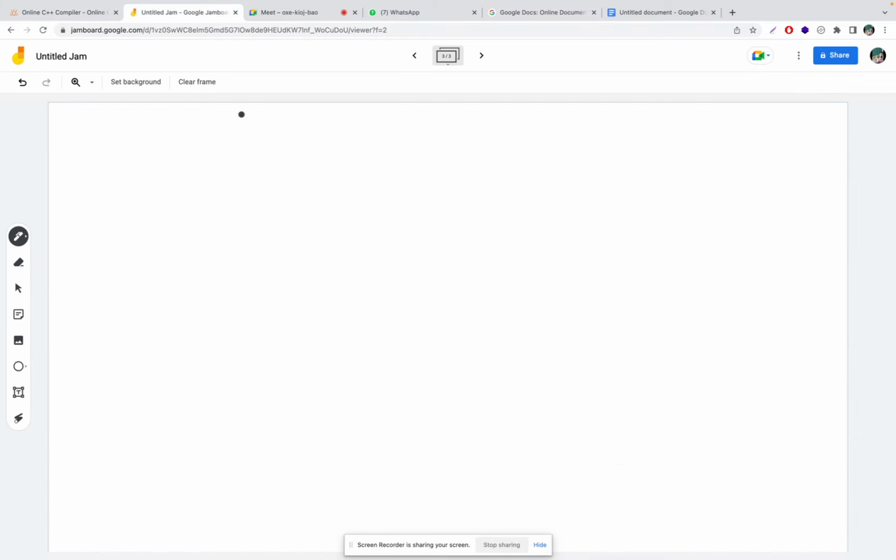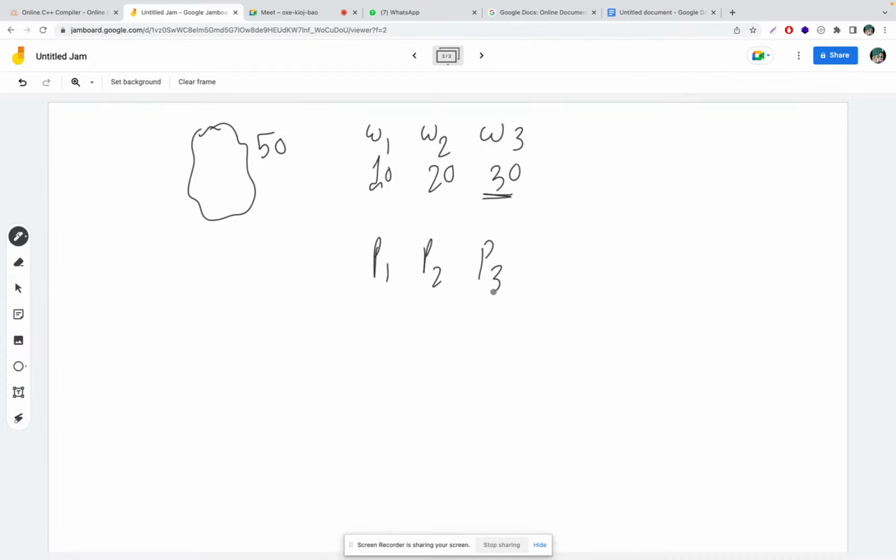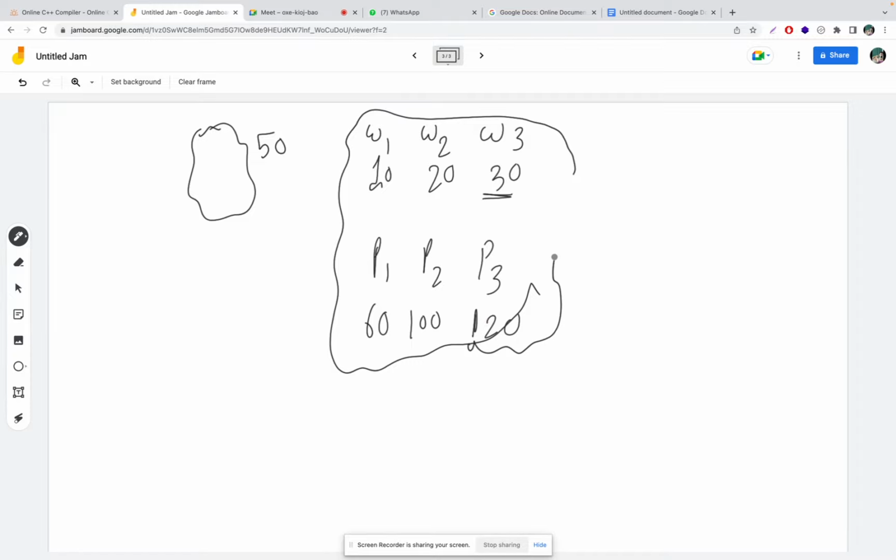Okay, so we have a bag of capacity 50, and say 10, 20, and 30. These are the weights. This is W1, this is W2, and this is W3. Now we have P1, P2, P3, and the answer for this was 60, 100, and 120. So, guys, any idea which items you should put in the bag so that the sum is less than or equal to 50 and the profit is maximum?